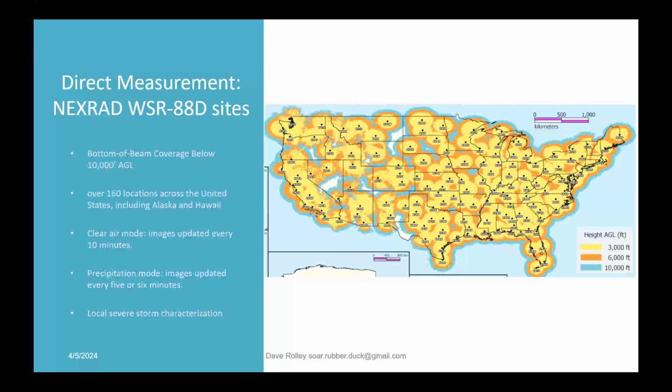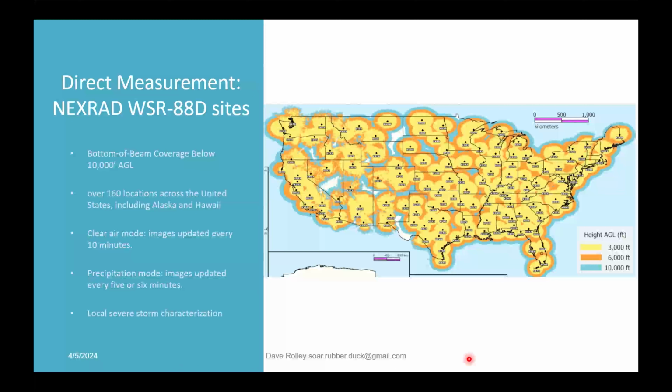We have five overlapping sites that feed in Colorado. So Grand Junction, Cheyenne, Goodland, Denver is at Colorado Space and Airport, and then Pueblo down here. So we get good coverage here in Colorado. There's 160 of these sites across the U.S., including Alaska and Hawaii.